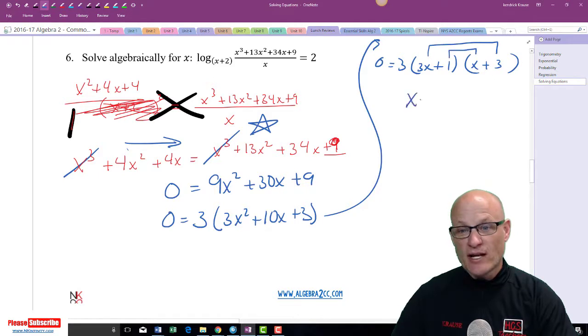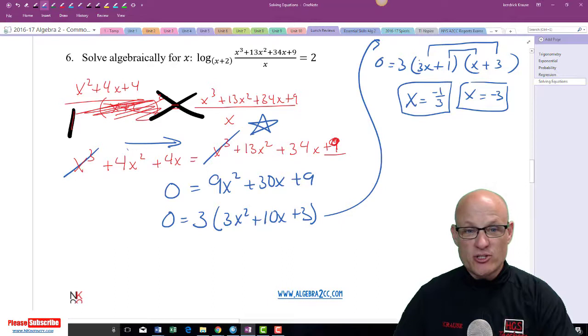My two answers are x equals negative 1/3 and x equals negative 3. Now be careful. You box them in, you think you're the bomb, but what you're going to find out is this one doesn't work. So the only answer is negative 1/3.